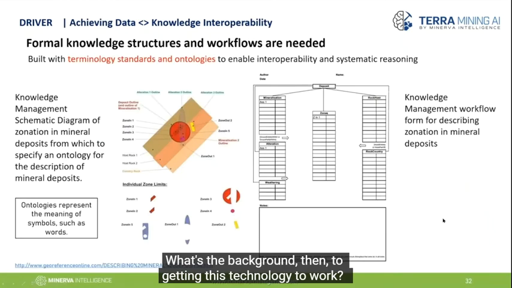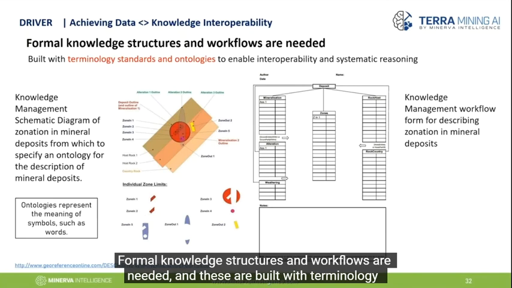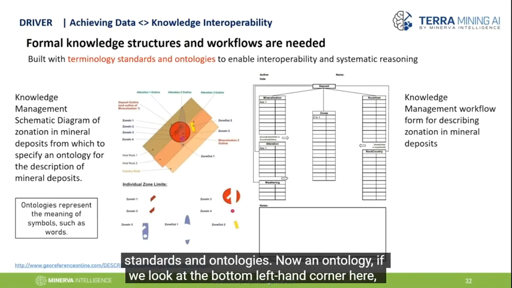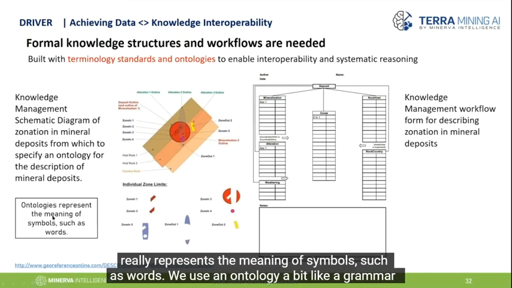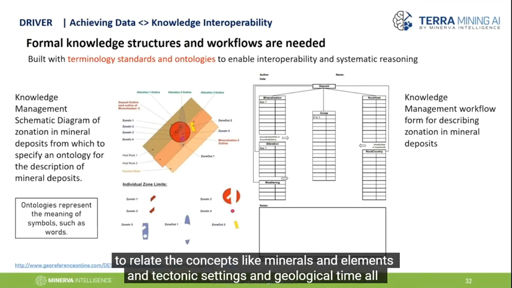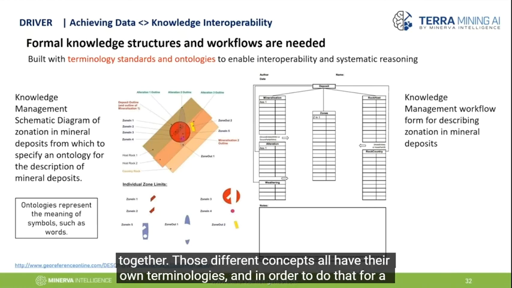So what's the background then to getting this technology to work? Well, formal knowledge structures and workflows are needed, and these are built with terminology standards and ontologies. Now, an ontology, if we look at the bottom left-hand corner here, really represents the meaning of symbols, such as words. So we use an ontology a bit like a grammar to relate the concepts like minerals and elements and tectonic settings and geological time all together. Those different concepts all have their own terminologies.